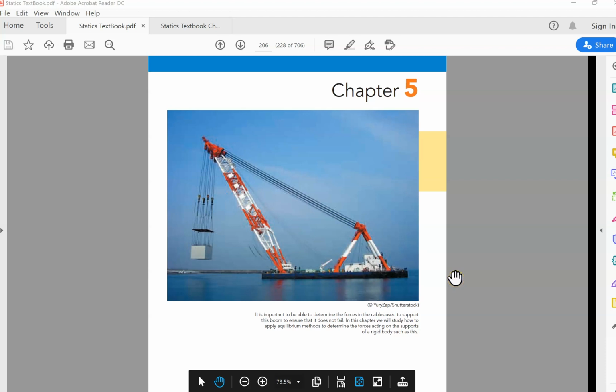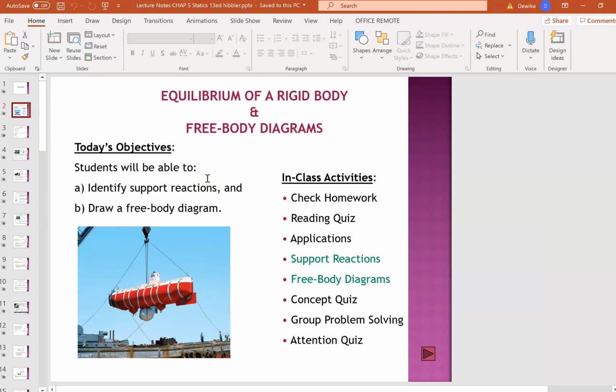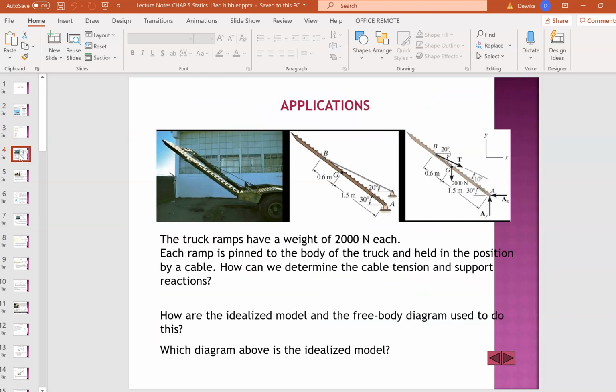Welcome to chapter 5, which is the equilibrium of rigid body. So in chapter 5, at the end of the chapter, students will be able to identify the support reaction and draw the free body diagram. This will be the first part, in which this video I'm going to cover 5.1 and 5.2. So stay tuned. So we have the application.